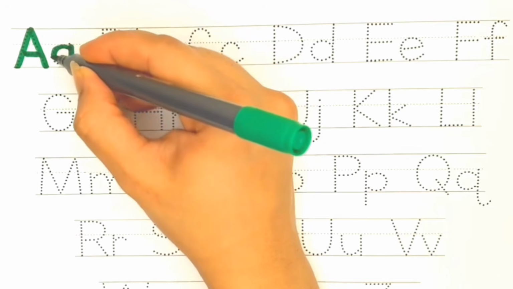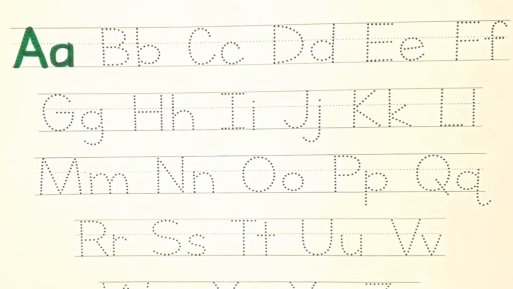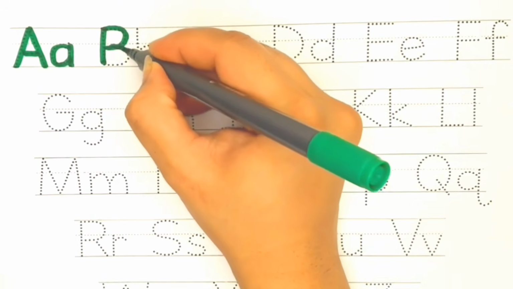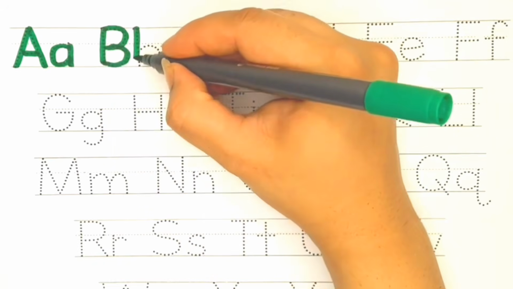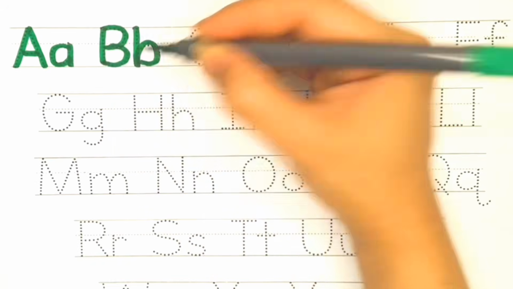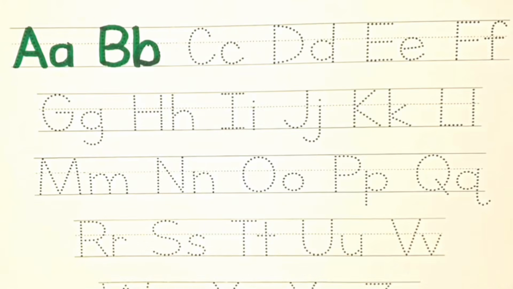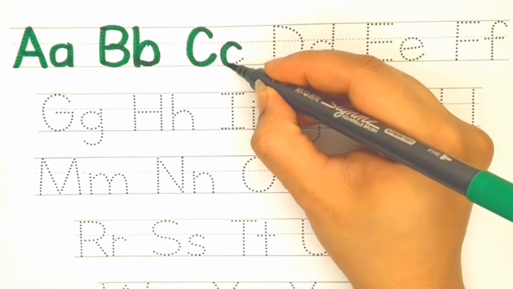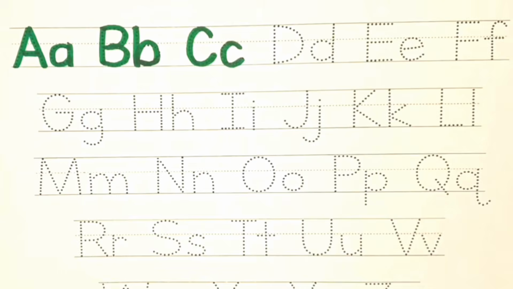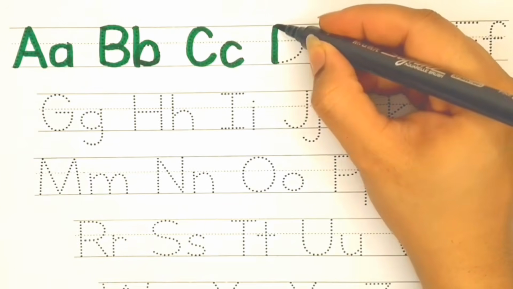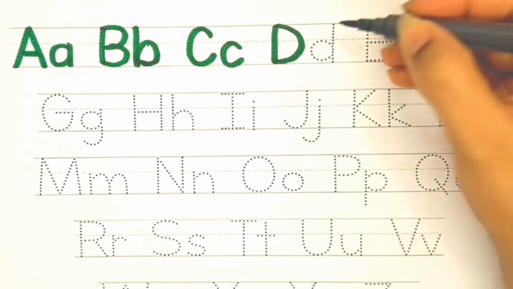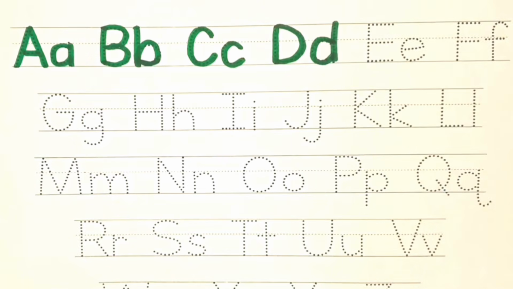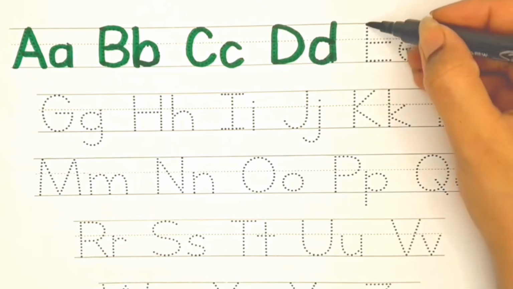Capital A, small a. A for apple. Capital B, small b. B for ball. Capital C, small c. C for cat. Capital D, small d. D for dog.